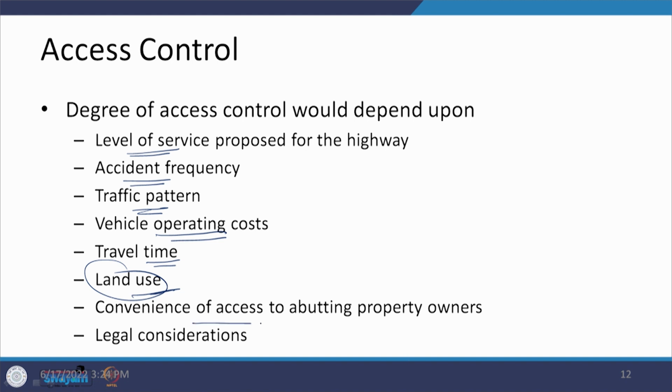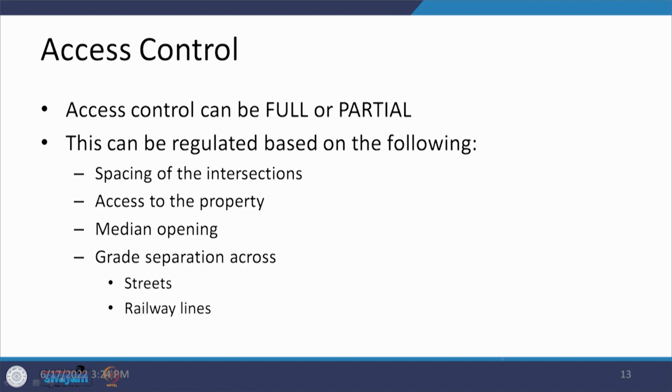Then the convenience of access to abutting property owners is another thing that has to be ensured, but again we need to devise a mechanism by which it happens in a smoother form. And legal considerations are other things, because if you try to put certain controls, then how you can sustain them is what we have to see.